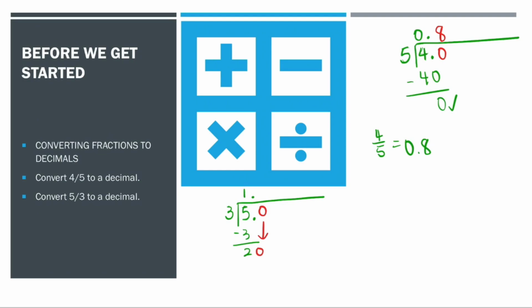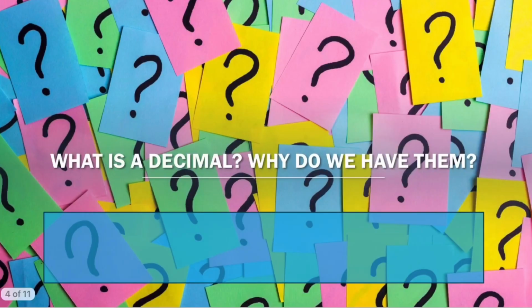3 goes into 20 six times, and so I can do minus 18. And then I do it again, and I have another 2, and same thing. I can only go in there 6 times, and you can see that no matter how many times I do this, I'm always going to have the same scenario. And so this would be 1.666 repeating. And we'll talk a little bit later about how I would represent repeating.